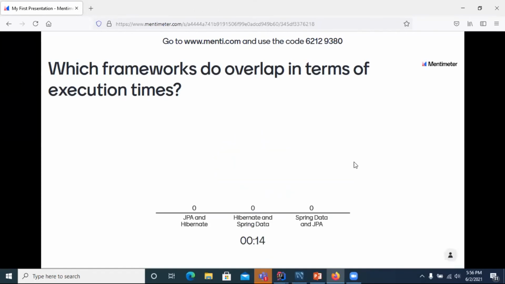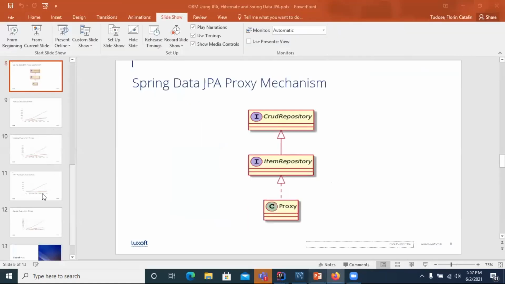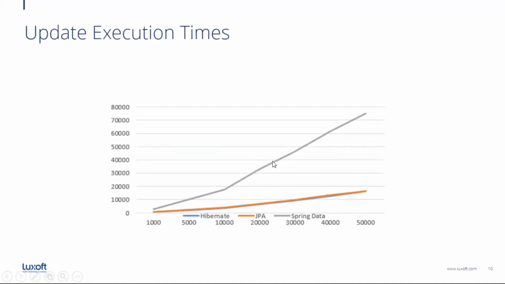Which frameworks do overlap in terms of execution times? JPA and Hibernate overlap in terms of execution times. Let's have another look at this graphics. You see here, Hibernate and JPA. This is Spring Data JPA that has a steep curve of execution time.